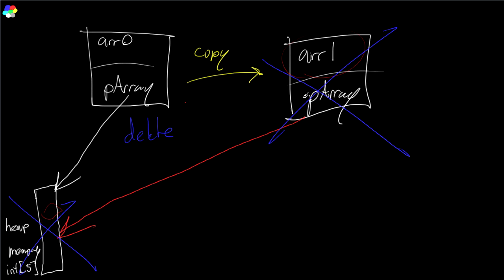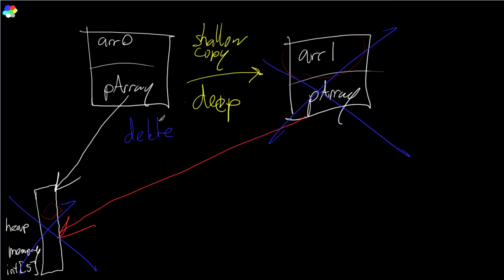Well, this kind of copy is called a shallow copy. You are simply copying the value of the pointer into this one, and now they're pointing to the same region. What you want to do is a deep copy. You want to go in there deep.